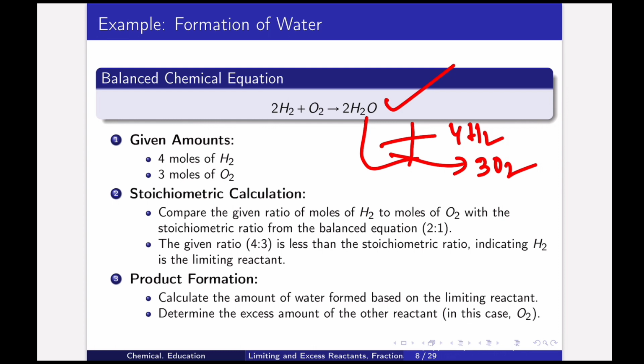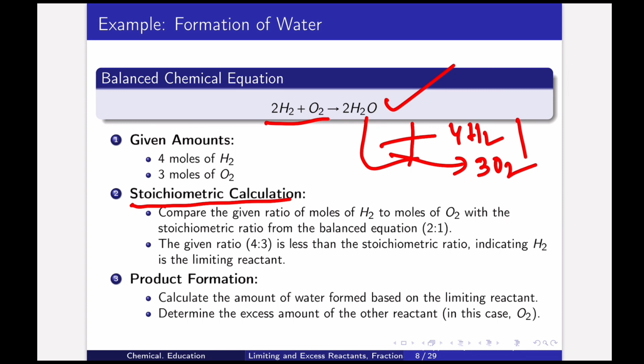For that, first the stoichiometric calculation. Compare the given ratio of moles of hydrogen to moles of oxygen with the stoichiometric ratio from the balanced equation. From the balanced equation, the hydrogen to oxygen ratio is 2:1, but in the reactor, the reactant amounts, if you take the ratio, are 4:3.